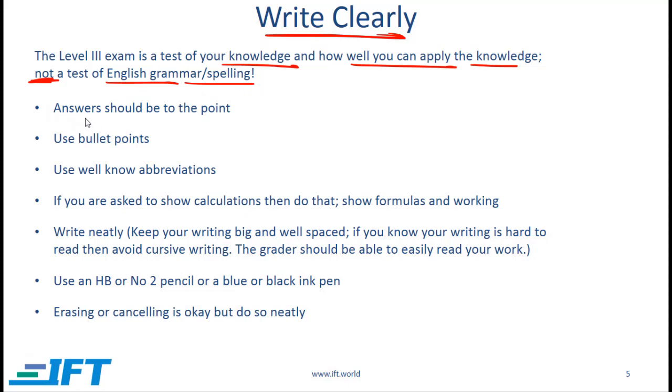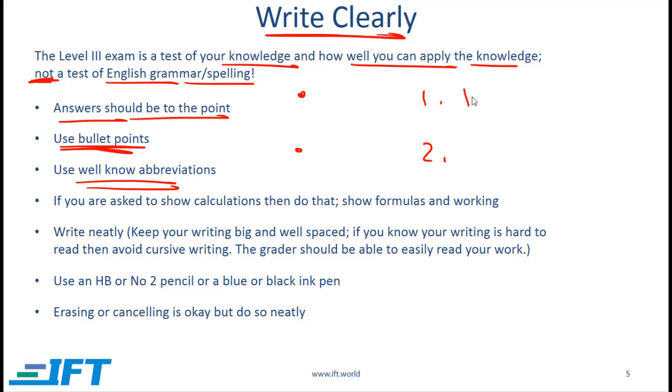So what do you need to do? Your answers should be to the point. They need to be short, precise. Use bullet points, so this makes things very clear. So if you are asked for 2 reasons, you can either give 2 bullet points or you can say 1 and 2. You can use well-known abbreviations.